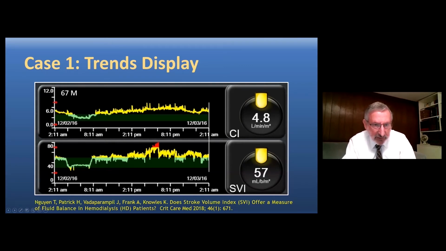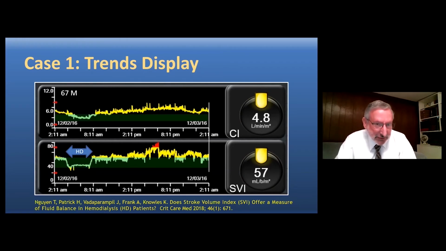This dip was what? This dip was an SVI of 55 going down to an SVI of 37. And what was going on? You might imagine. What was going on was the hemodialysis. I mean, honestly, is this cool?